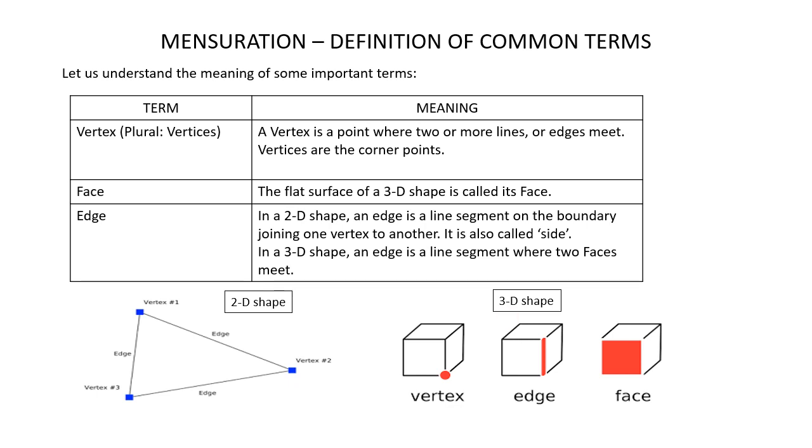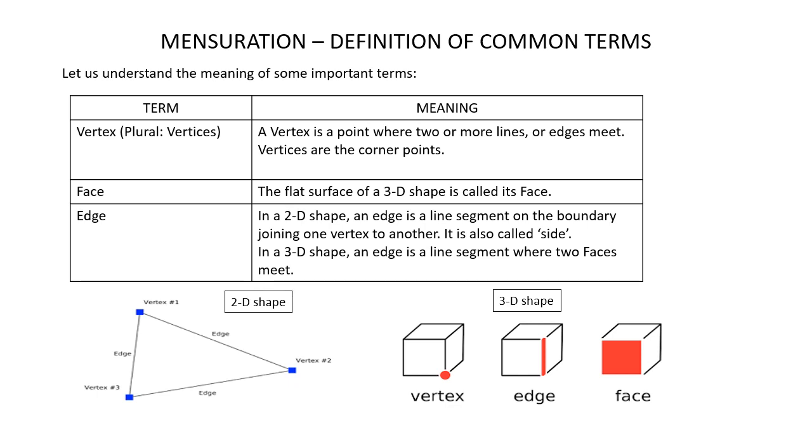Look at this triangle, which is a 2D shape. Now we know that a vertex is a point where two or more lines meet. Vertices are the corner points. As you can see here, these two lines meet at this vertex. Similarly, these two lines meet at this vertex. Also, these two lines meet at this vertex. So these three corner points are the vertices of this triangle.